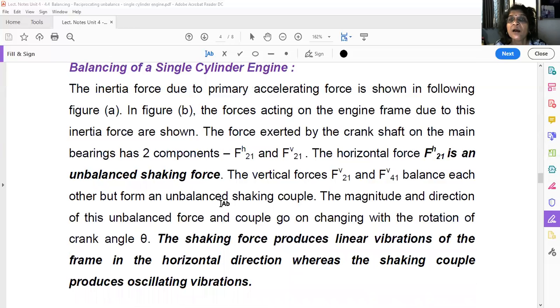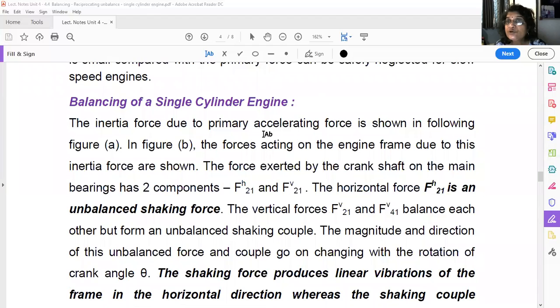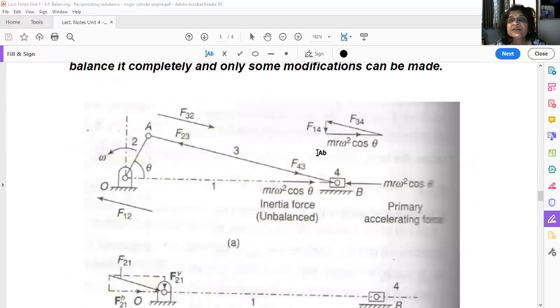Okay. The inertia force due to primary accelerating force, we know it is given by figure A and B. Okay, we'll see that figure. And the forces acting on the engine frame due to these inertia forces are shown here. Okay, see here. This is the diagram. This is the forces shown acting on the slider crank mechanism.